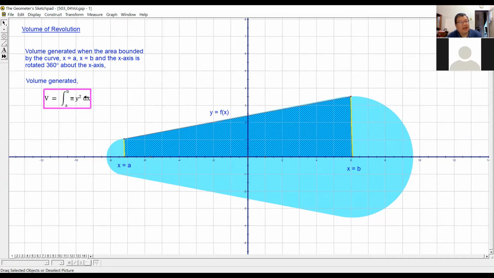It's always dx, so you have to integrate from x equals a to x equals b, then dx. Even the y squared, you have to change to x. And pi is the constant, just like our area of circle, pi r squared. When you deal with a circle, there's always a pi there. So this pi is a constant, and you can take it out.